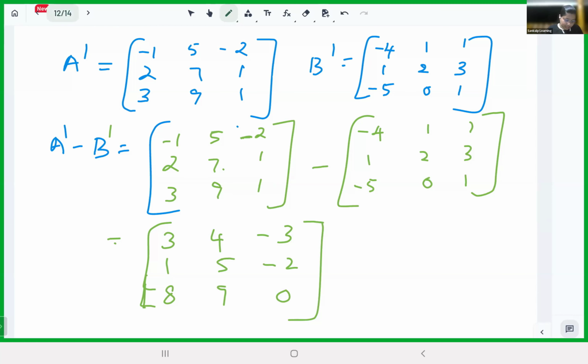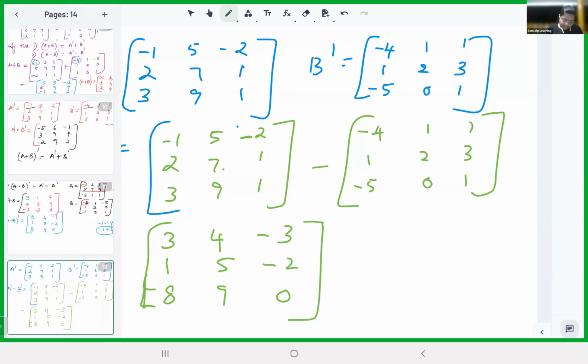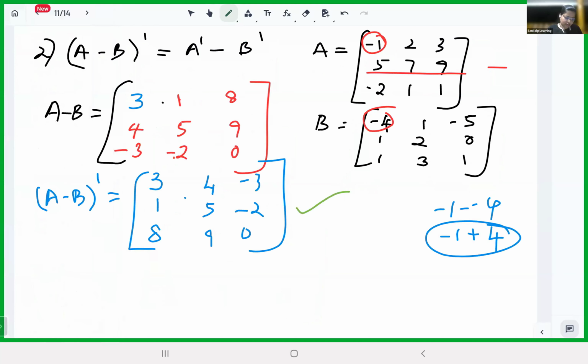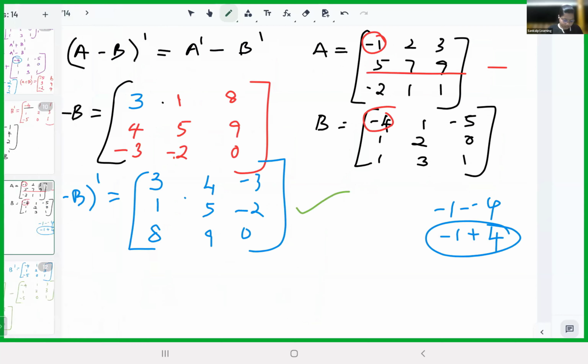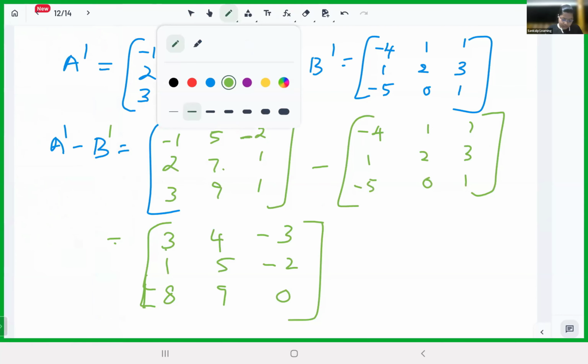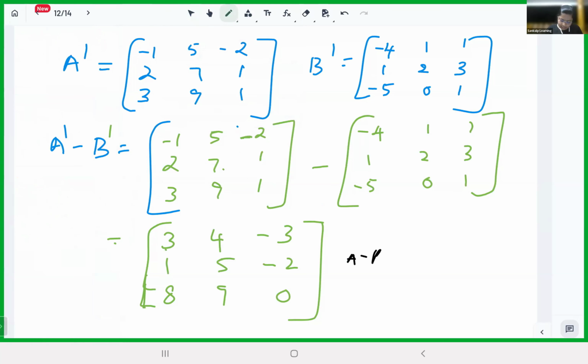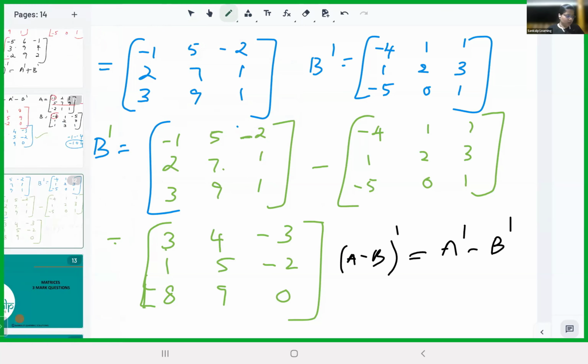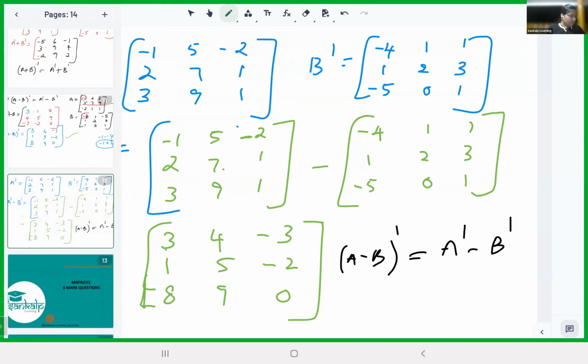And what was our A minus B, the whole transpose? A minus B, the whole transpose is 3, 4 minus 3, 1, 5 minus 2, 8, 9, 0. From this, what you have got? A minus B, the whole transpose is equal to nothing but A transpose minus B transpose. All right. Now, we are moving on to the next question.